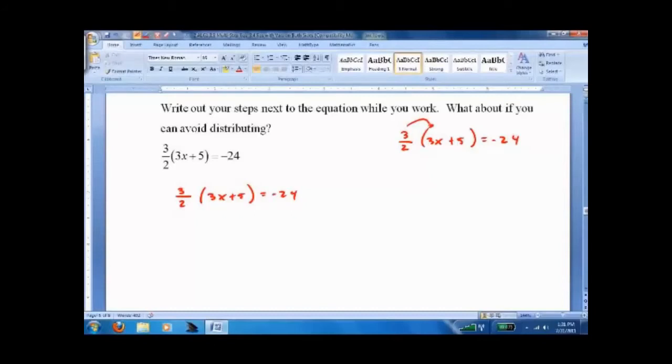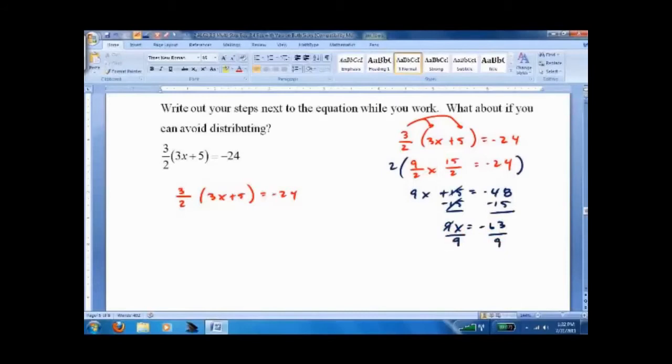So we distribute, that's what we were told to do. It's 9 halves x plus 15 halves equals negative 24. Well, when I see fractions, I want to get rid of them, so I'm going to multiply everything by 2. I'll get 9x plus 15 equals negative 48. Subtract 15 from both sides. I get 9x equals negative 63. Divide by 9, divide by 9. X equals negative 7. I'm going to check that in a minute.